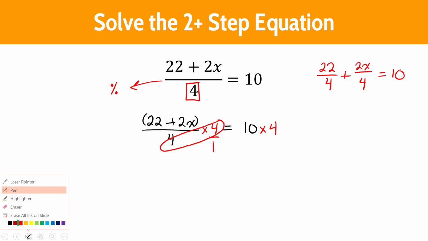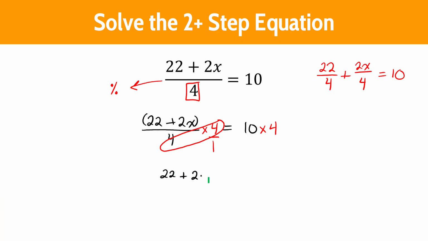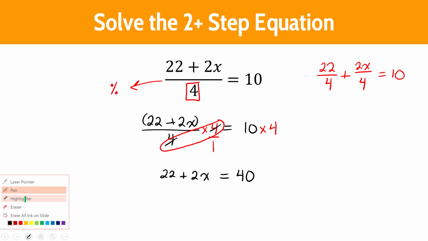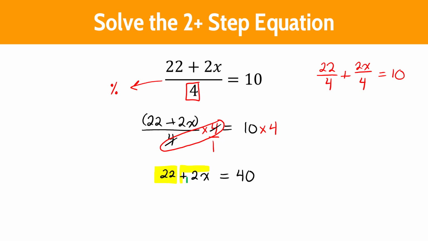So on the left, we just have 22 plus 2x is equal to, because these have been divided out, 10 times 4, which is 40. Now we have an expression that's made up of terms. There's no more denominators for me to worry about. So the terms that we have are 22, plus 2x, and 40.